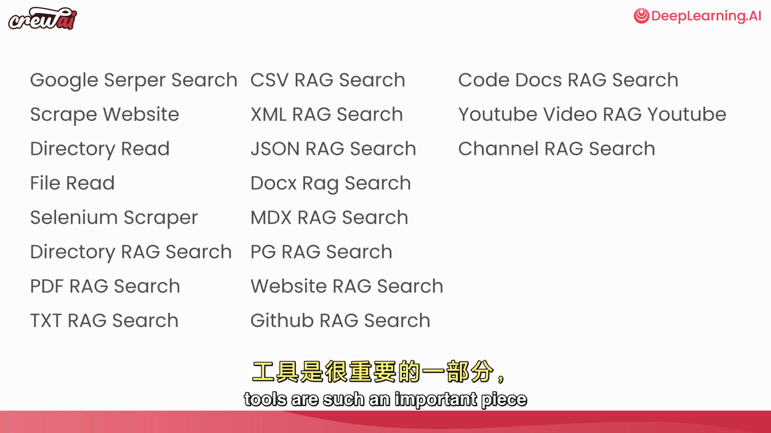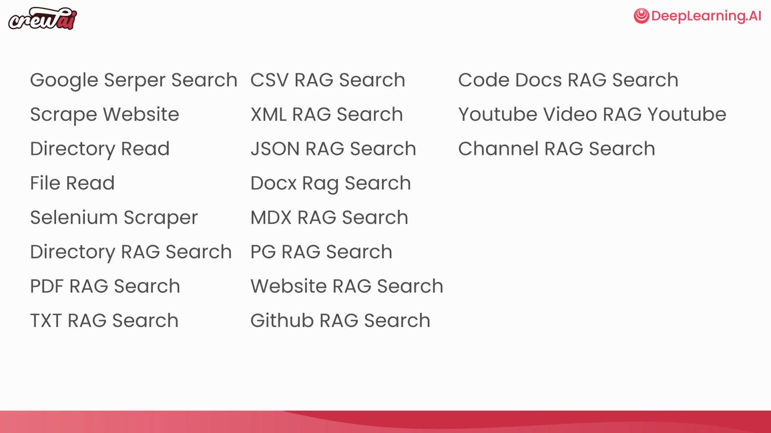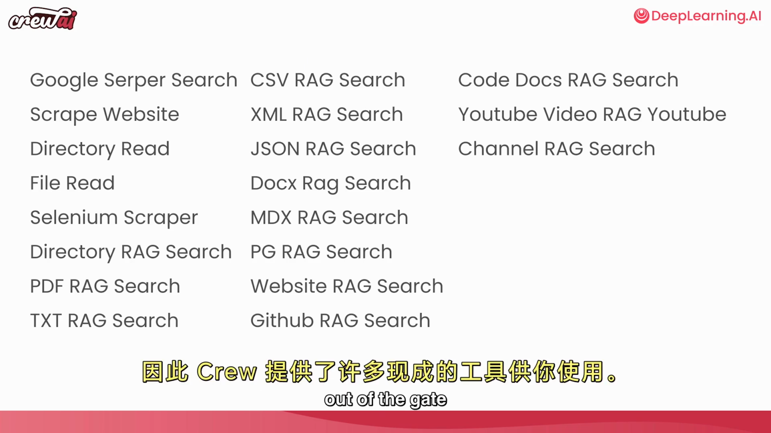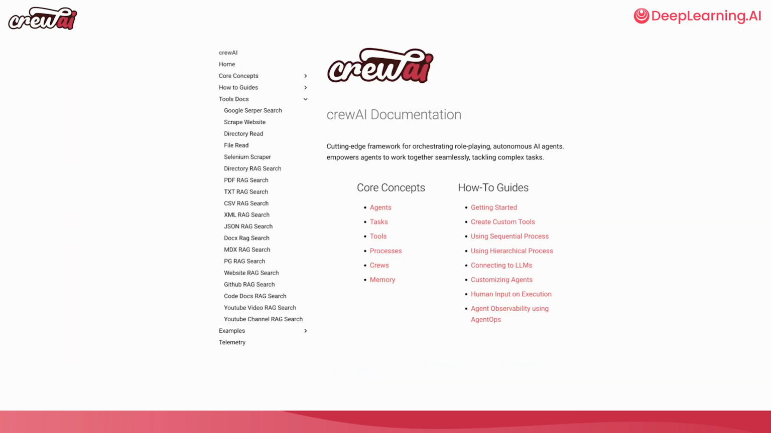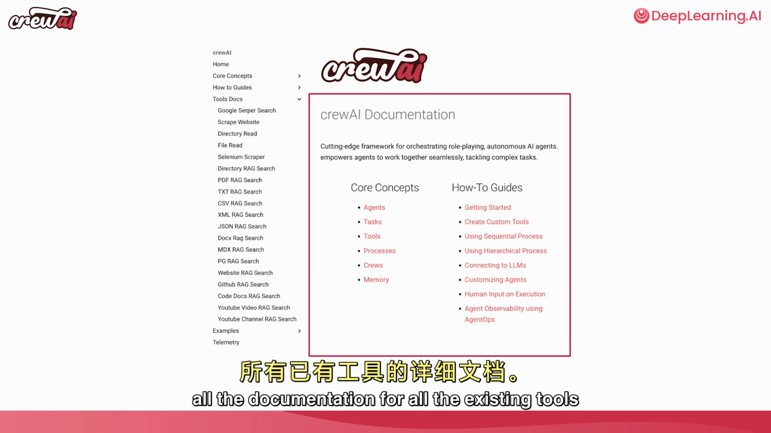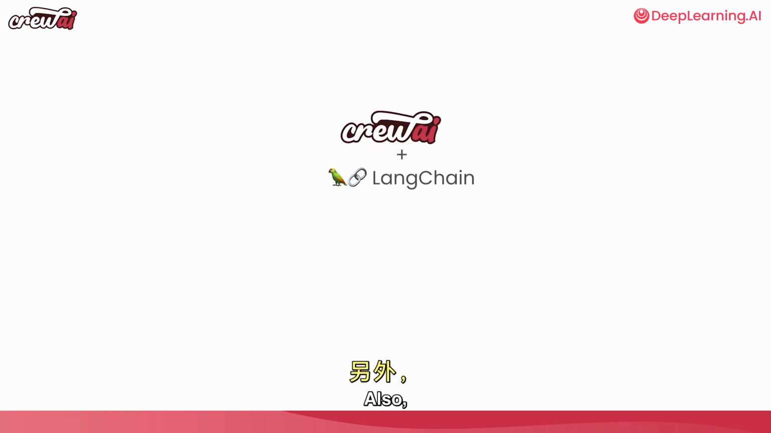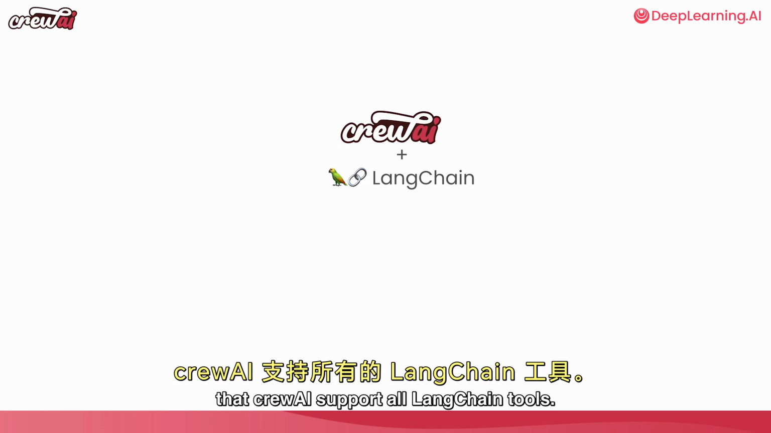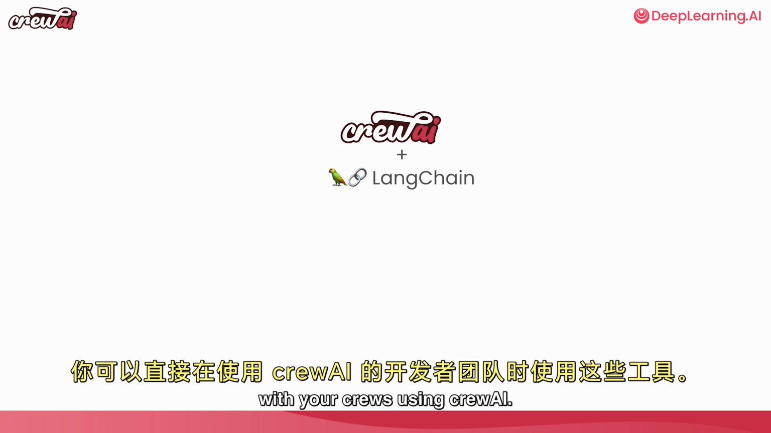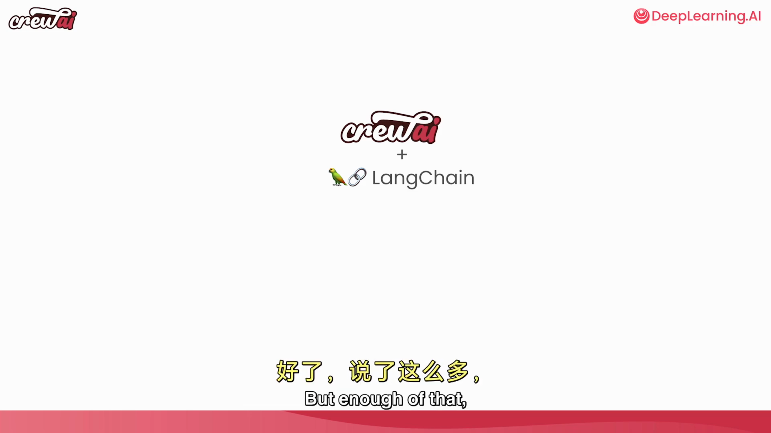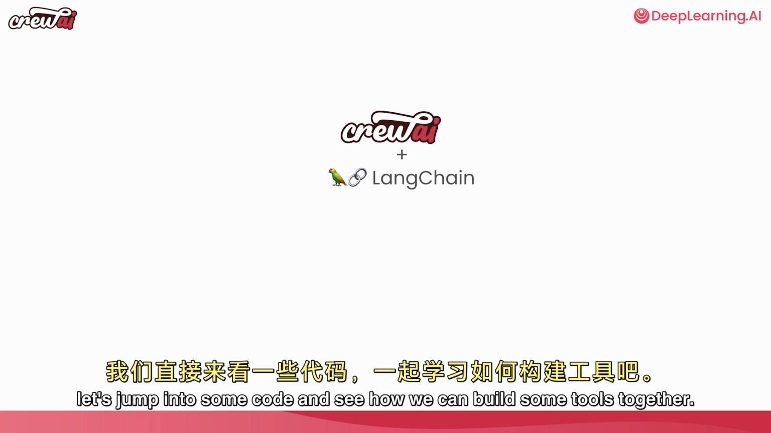In crewAI, tools are such an important piece that crewAI offers a bunch of them out of the gate that you can use. So whenever you have the time in the future when building your own tools, make sure to check crewAI's documentation, where you're going to find all the documentation for all the existing tools. Also, another thing that's important to highlight is that crewAI supports all LangChain tools. LangChain also offers a huge set of existing tools, and you can use them right away with your crews using crewAI. So just another thing to highlight. But enough of that. Let's jump into some code and see how we can build some tools together.